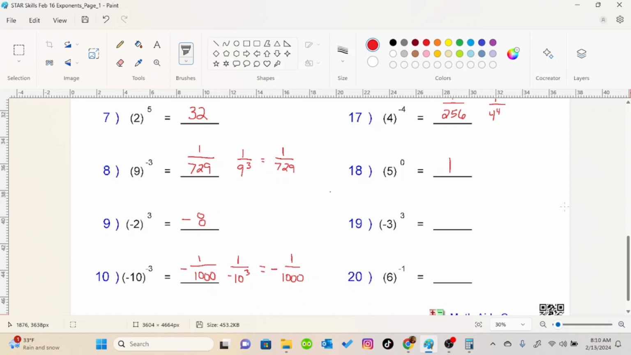Number 19. We have negative 3 to the power of 3. A negative number taken to an odd power is negative. Now we have 3 cubed. 3 times 3 equals 9. 9 times 3 equals 27. So our answer is negative 27.